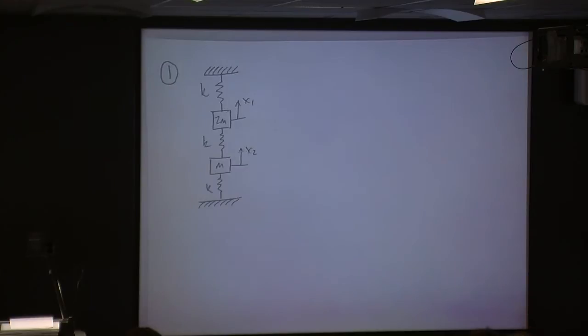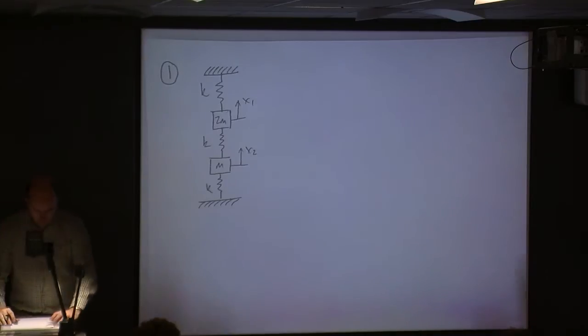And the question says, find the equations of motion in matrix form, find the radian natural frequencies and the Hertz natural frequencies, and go on to find the mode shapes. I've not given any values for K and M, we just have to work it out in terms of K and M. So there's our system.